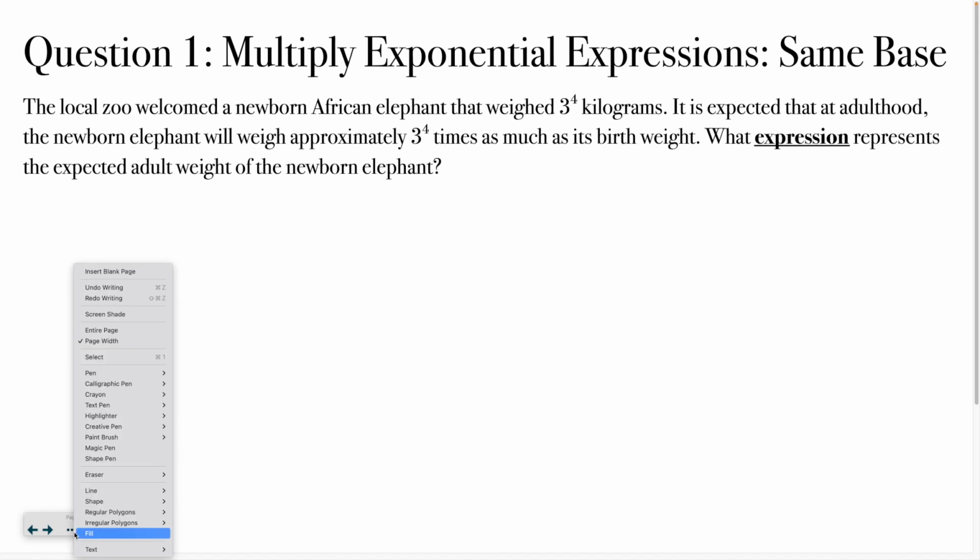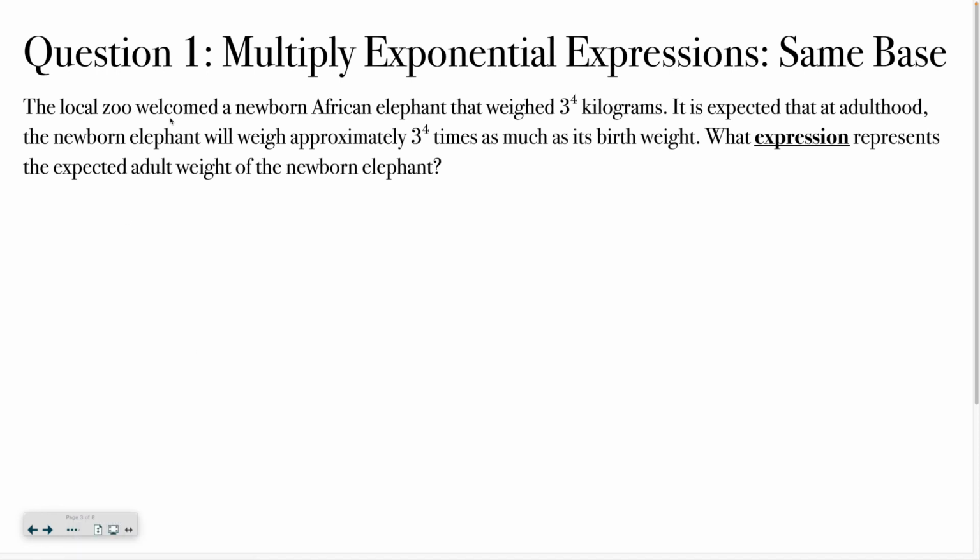We have the local zoo welcomed a newborn African elephant that weighed 3 to the 4th kilograms. It is expected that at adulthood, the newborn elephant will weigh approximately 3 to the 4th times as much as its birth weight. What expression represents the expected adult weight of the newborn elephant?